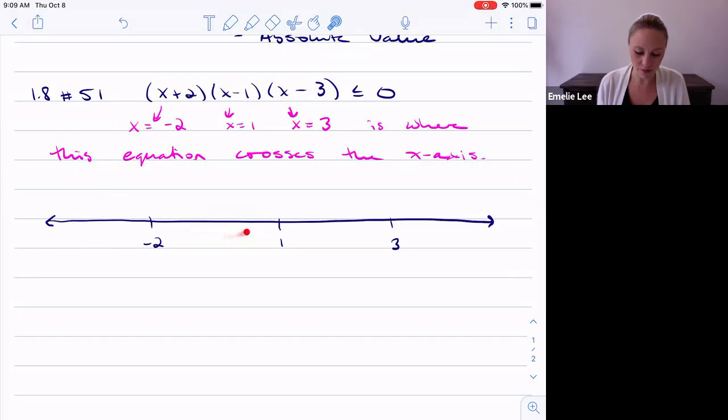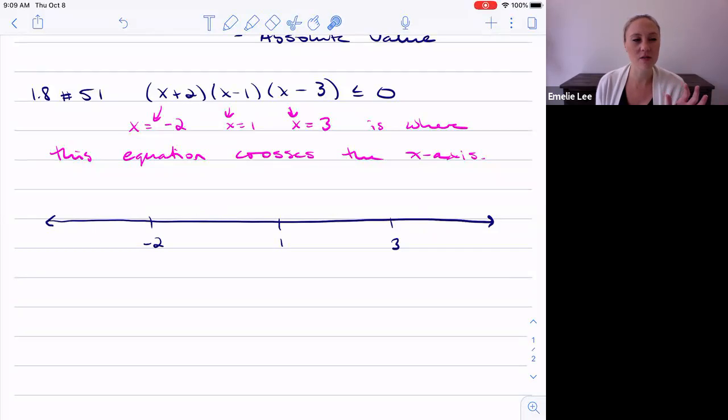For all values between -2 and 1, it'll behave the same, and same thing between 1 and 3, it'll behave the same, and then from 3 onwards, it's going to behave the same. So we just need to pick little values in between here, and it can be any value. I encourage you to use convenient values, if you can. My go-to is always 0, so I'm going to be able to use 0 somewhere in here.